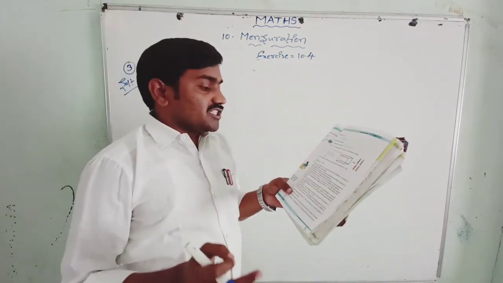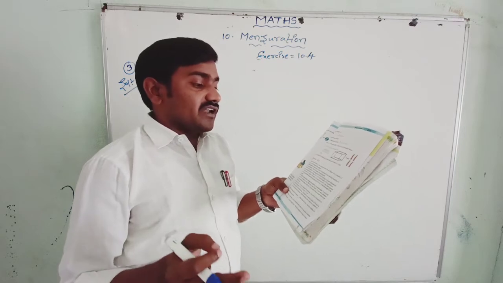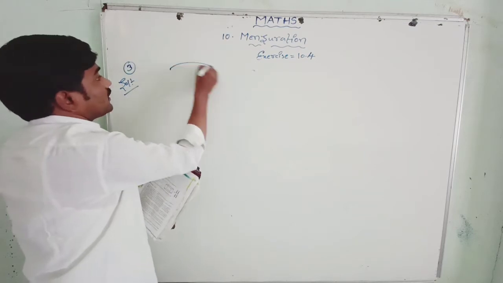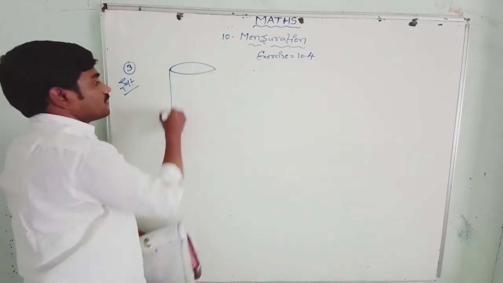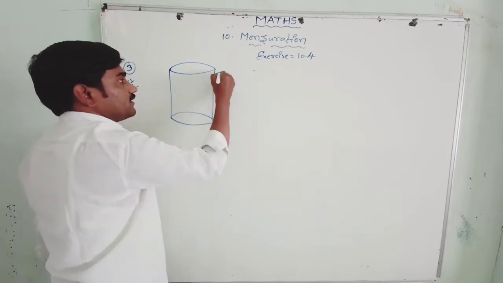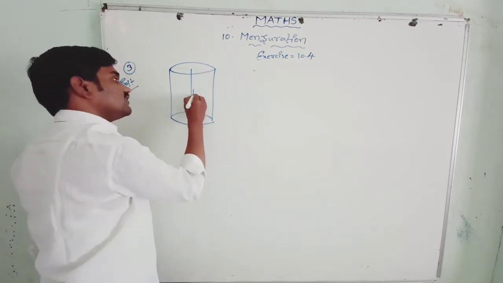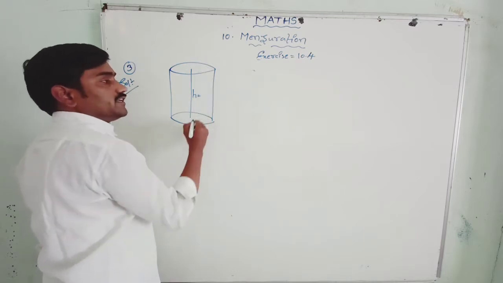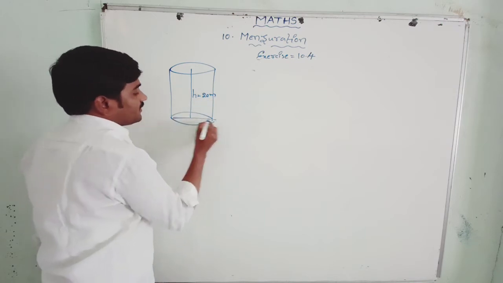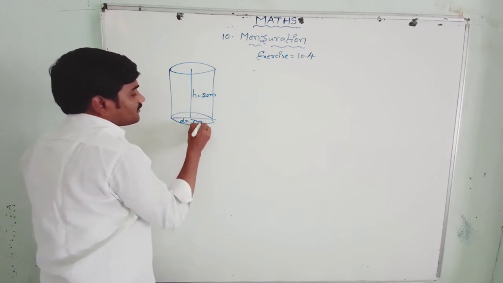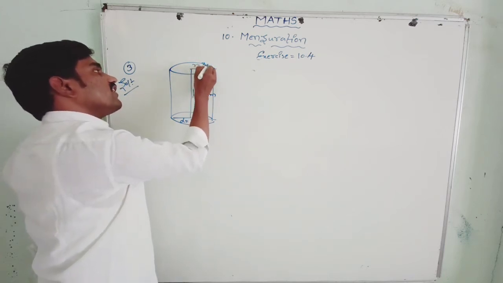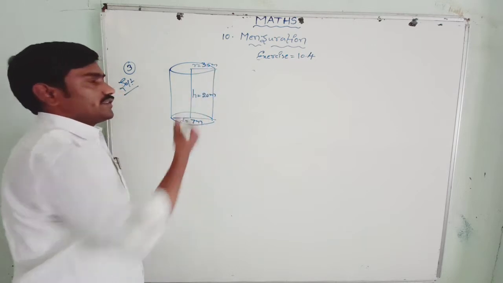A 20 meters deep well of diameter 7 meters. 20 meters of depth is nothing but a height only. So the depth of this well is 20 meters, having diameter d equal to 7 meters, nothing but radius r equal to 3.5 meters.